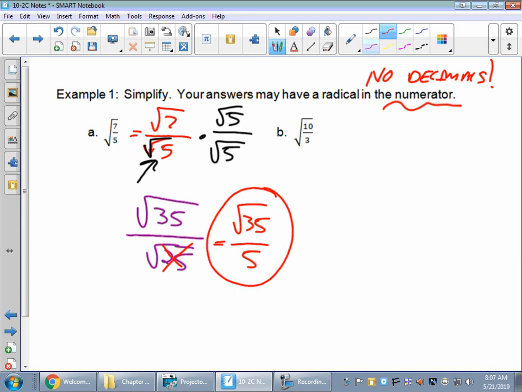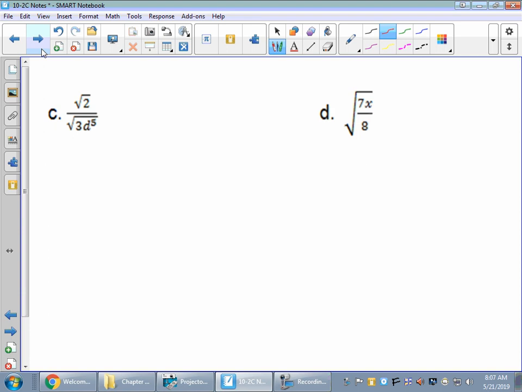Let's see. Let's skip over to part D here, or letter D. Okay. All right, letter D. So the first thing we're going to do is break this thing up. We're going to split it up, and we're going to have the square root of 7x over the square root of 8. So it's using the quotient property. We're just going to split those two up.